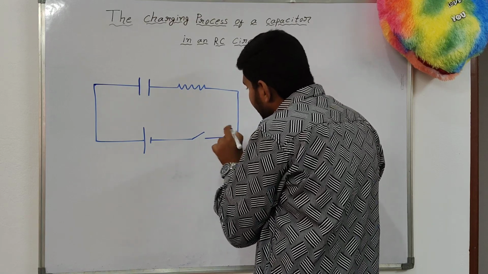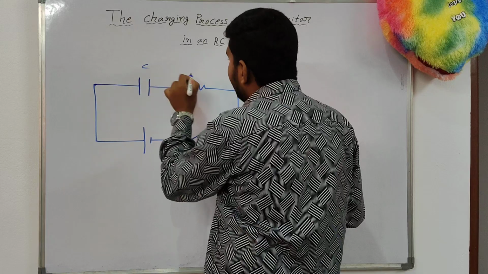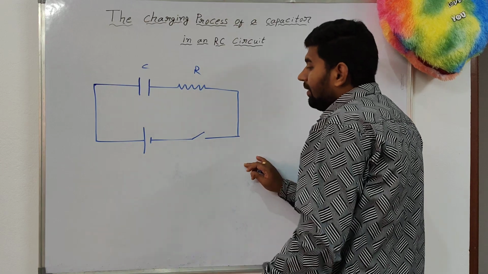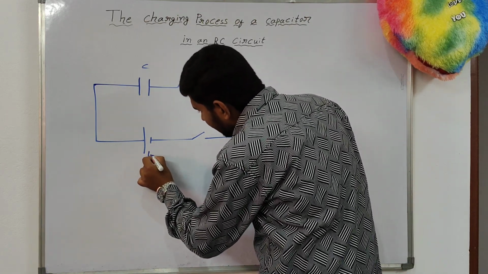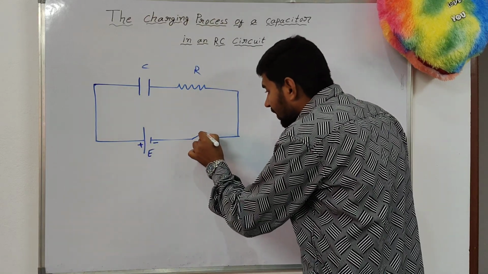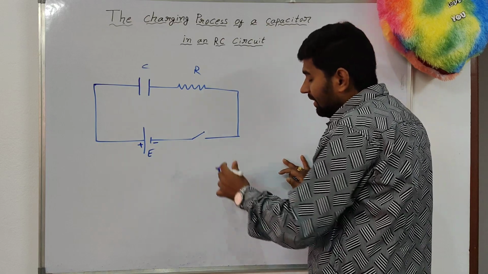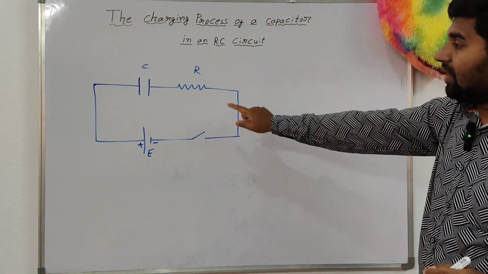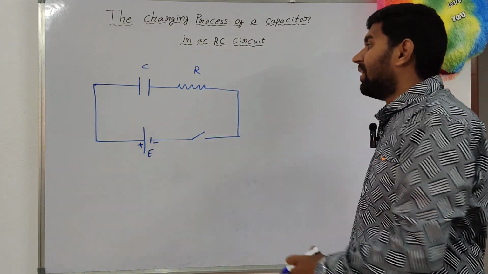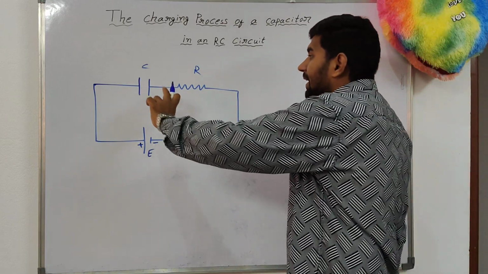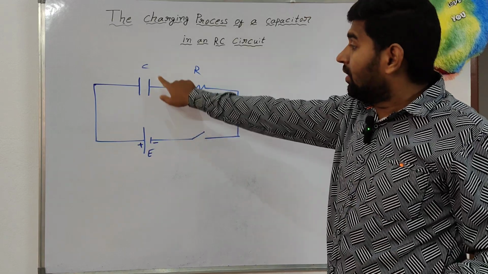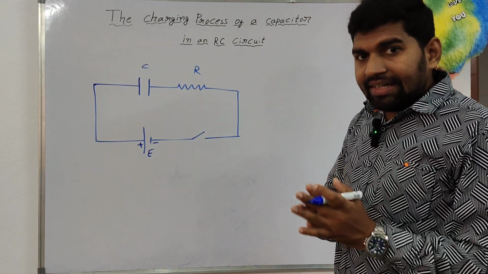If you observe this electric circuit having a capacitor and resistance, and these are connected to the cell, the EMF of the cell is given by E. This is the positive terminal and negative terminal, and here the switch is connected. Here the switch is in open condition, which means there is no current flowing through the circuit. Initially, we take the capacitor as an uncharged capacitor. There is no charge on this capacitor.